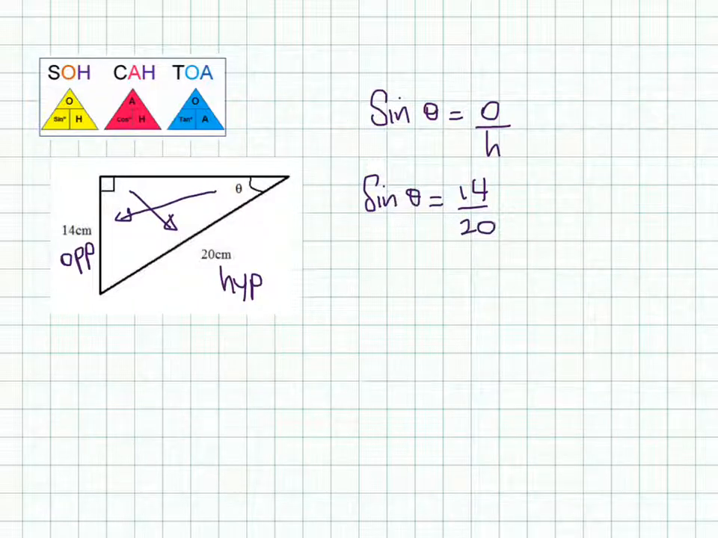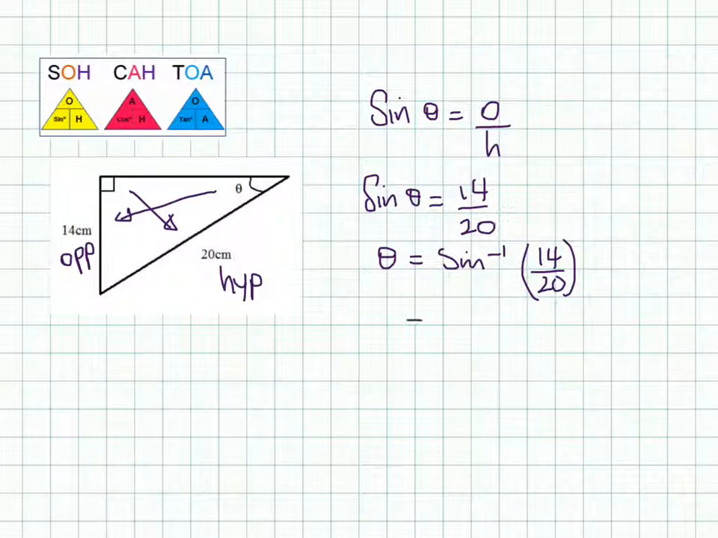All right, bit of a trick here now. Every time you're going to find the angle, you have to separate sine from the angle. You have to divide by sine on its own, and that basically means taking the sine inverse. When you divide by sine, that's what you're going to end up doing. So theta on its own, or the angle, is equal to sine inverse of 14 over 20.